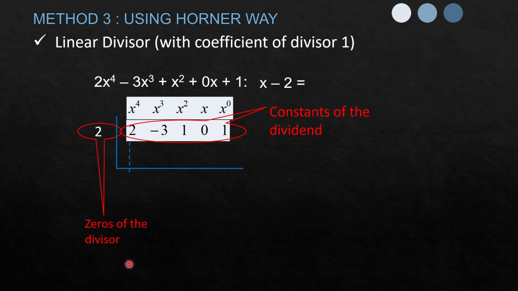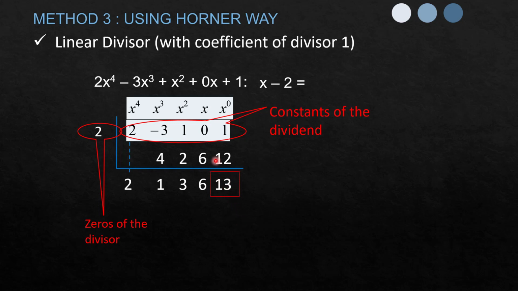So the first step using HORNER is you put down the first coefficient, and the next step is you multiply it with the zero of the divisor. 2 times 2 is 4. Next, you add it with negative 3. This produces 1, and after that you repeat the same pattern. 1 times 2 is 2, 1 plus 2 is 3, 3 times 2 is 6, 0 plus 6 is 6, 6 times 2 is 12, and 1 plus 12 is 13.